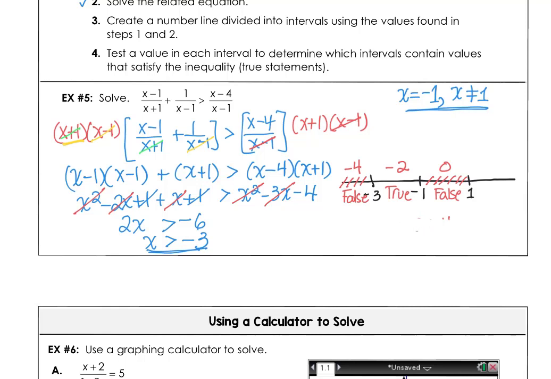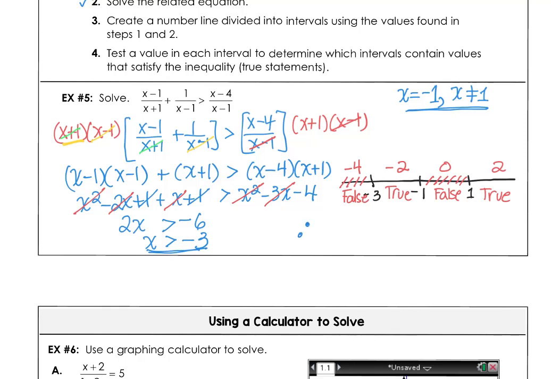And finally, my last piece, I tested positive 2 and ended up with 4/3 is greater than 2, and that's a true area. This skill is something that's really valuable when you get to calculus if you are heading toward that class.